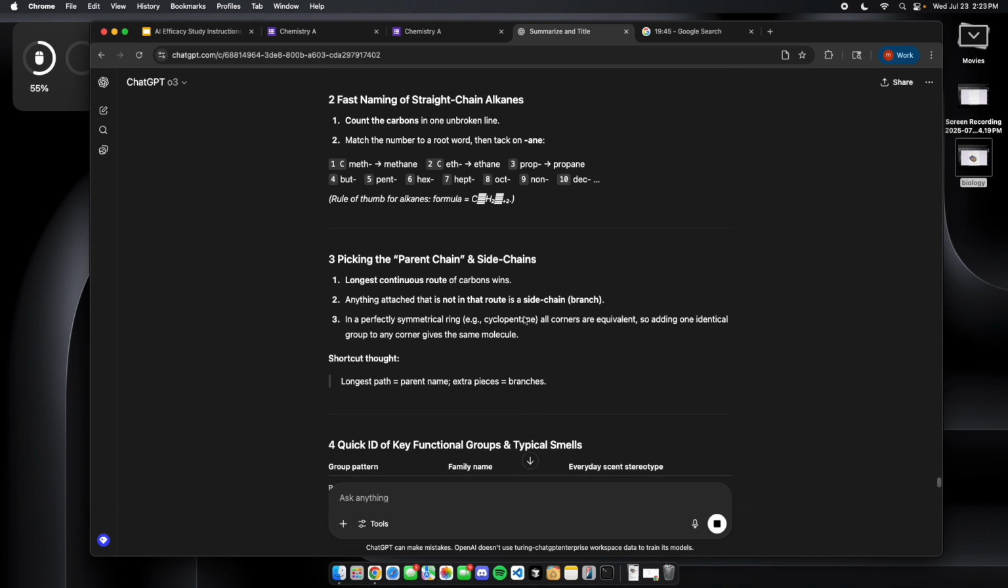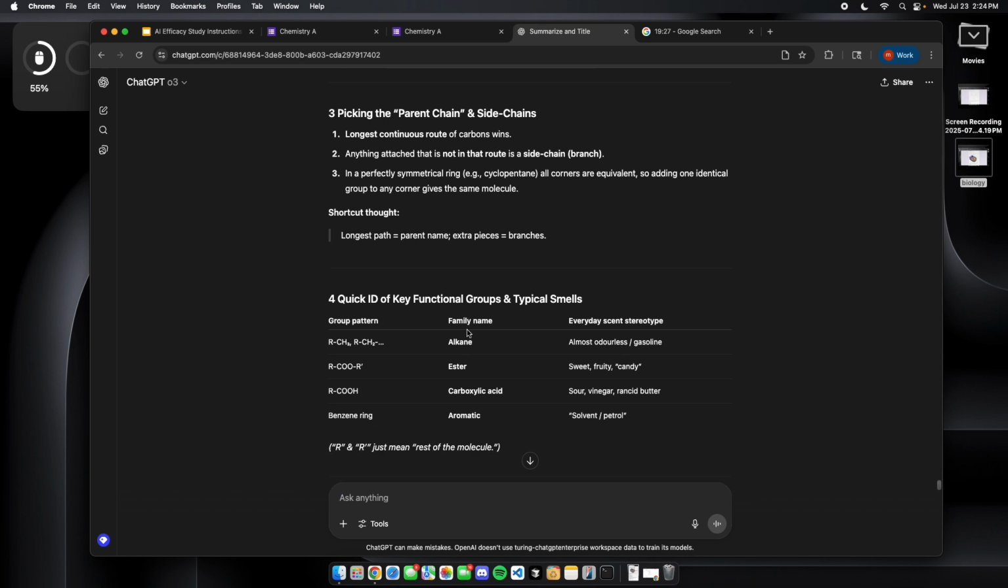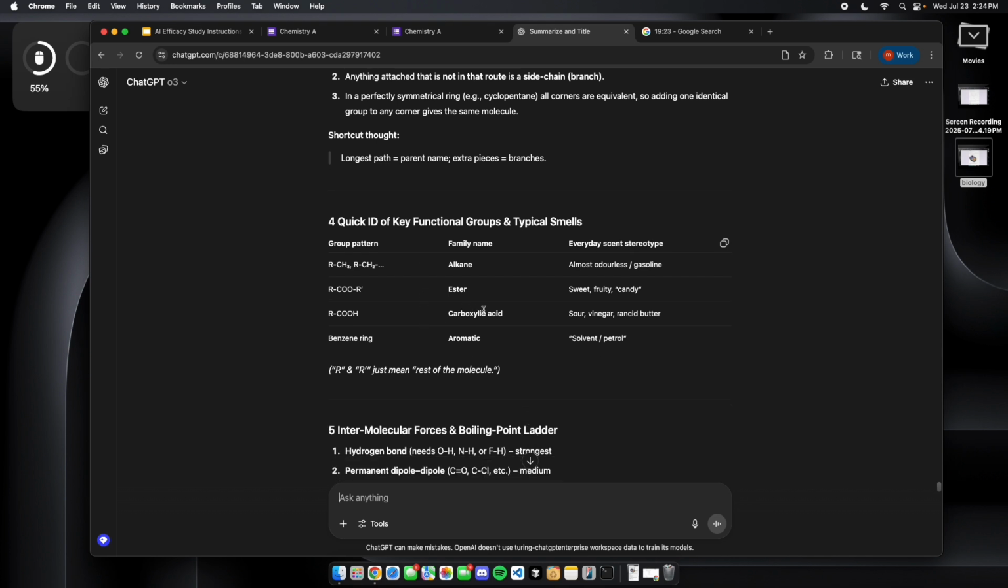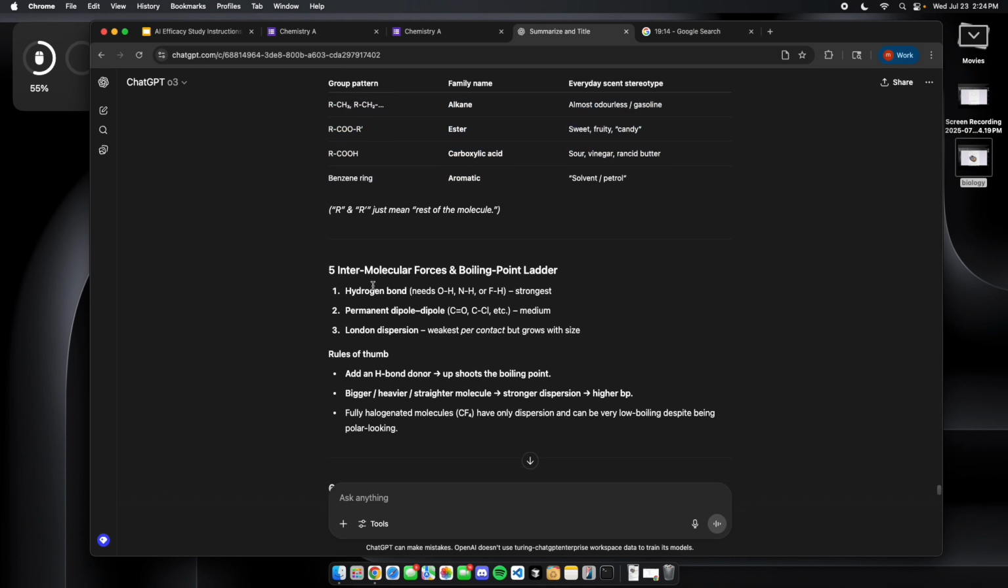Okay, we know about this already. Picking the parent chain: the longest continuous trail of carbons wins. Everything attached to it that is not in that route is a side chain, or branch. All corners are equivalent, so adding one identical group to another corner gives the same molecule. Different smells. That makes sense.